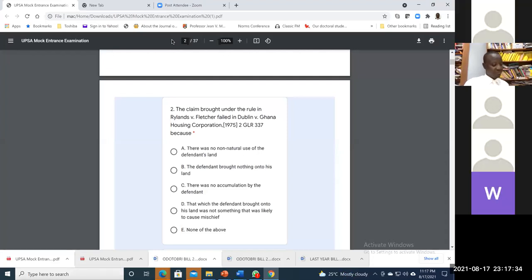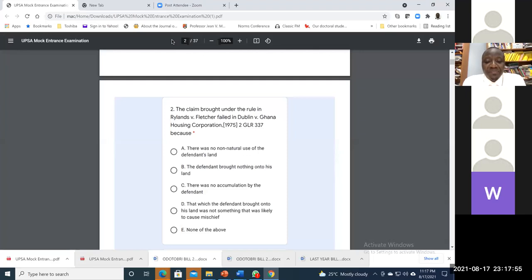Yeah, Doc. So looking at the options, option B and C, I don't know, but the wording seems to be similar. People are bringing something onto the land and then accumulating it. I don't know if there's a difference. Okay.